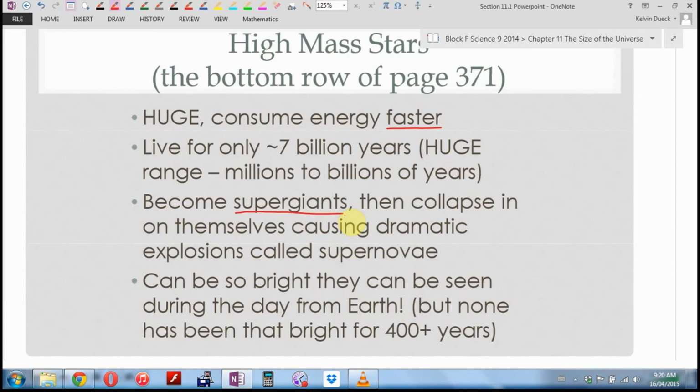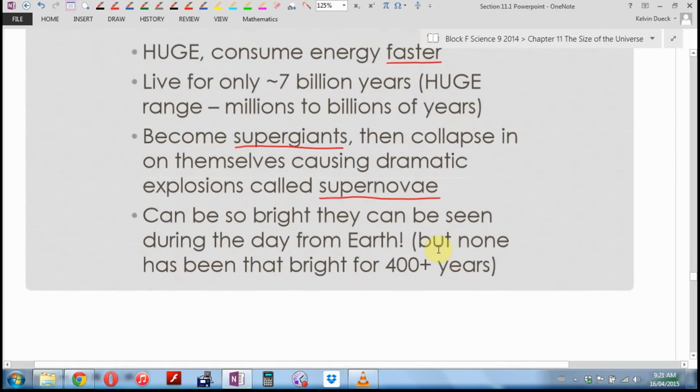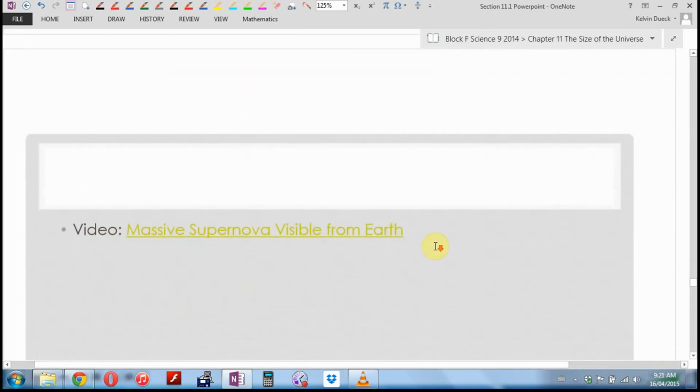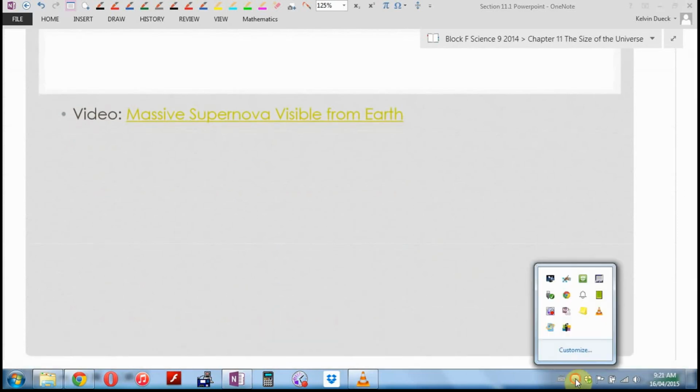Then they collapse in on themselves, causing dramatic explosions called supernovas, or actually supernovae is the proper plural. One supernova, more than one supernovae. And they can be so bright that they can be seen during the day from the Earth. But we haven't seen one that bright in over 400 years, but we're due. Put your pencils down.